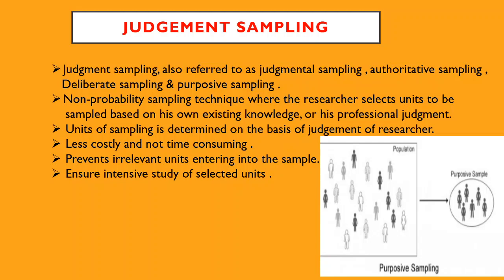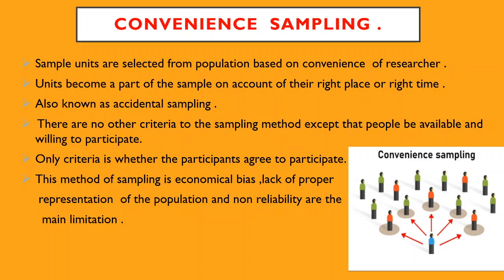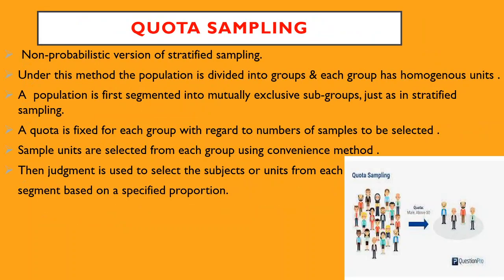The first one is judgmental sampling. It is also known as authoritative sampling, deliberate sampling, and purposive sampling. Mainly this type of sampling is done based on the expertise or judgment of the researcher. That is how we do judgmental sampling. The next one is convenience sampling. Convenience sampling means the sample is selected as per the convenience of the researcher. That is what convenience sampling.